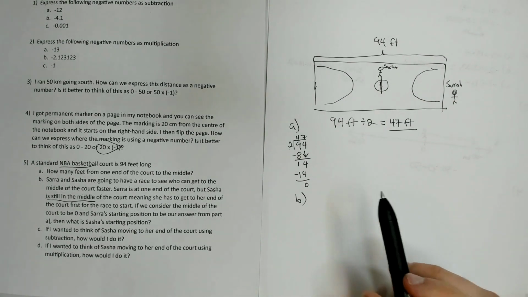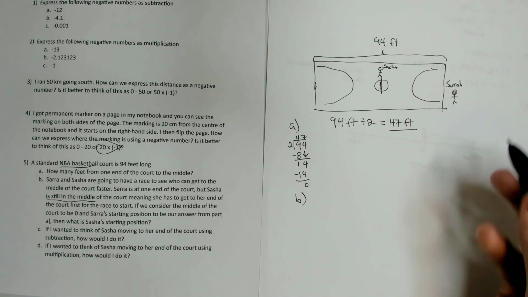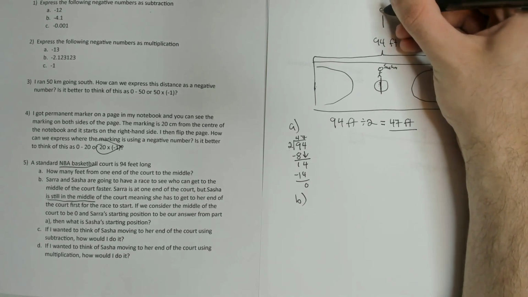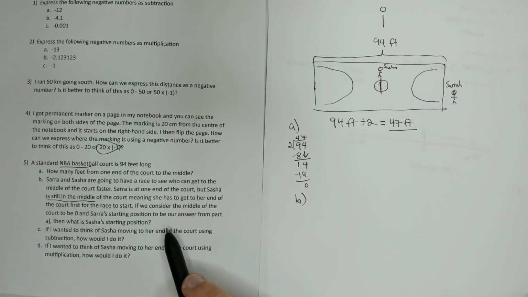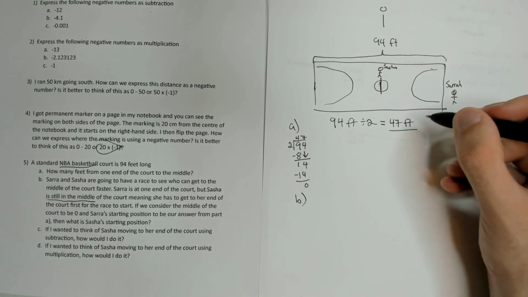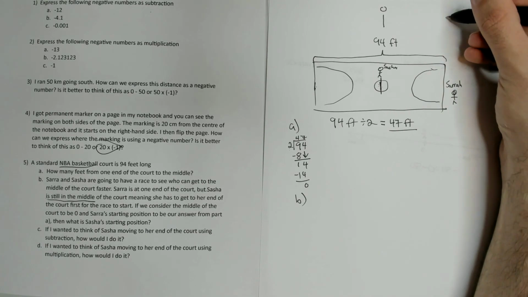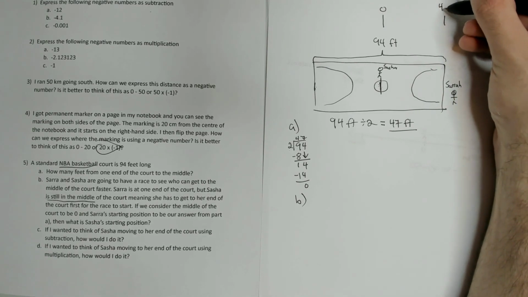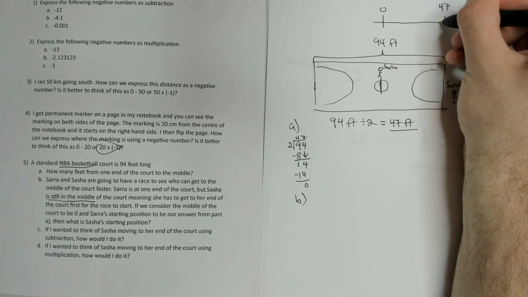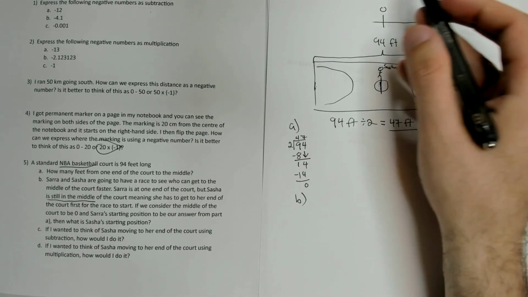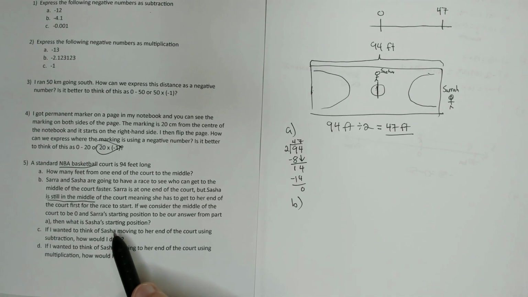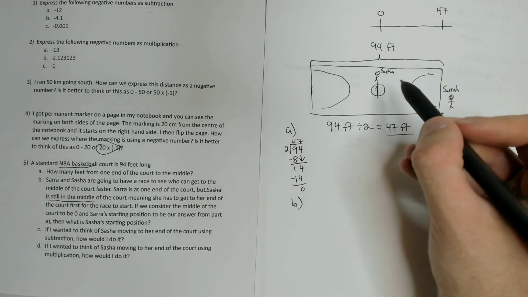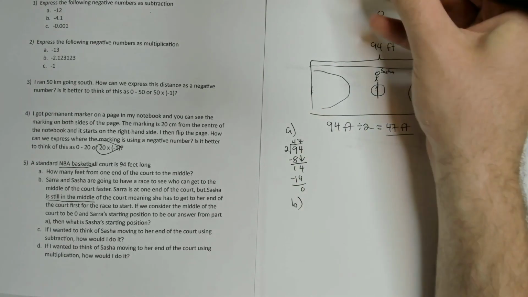So if we consider the middle of the court to be 0, so we're saying, hey, this middle right here is 0, and Sarah's starting point to be our answer from part A, well, our answer from part A was 47, so it's saying that over here has to be 47, right? So you see we're kind of making a number line out of this, right? Then what is Sasha's starting position? Well, we want Sasha to be over here, right?